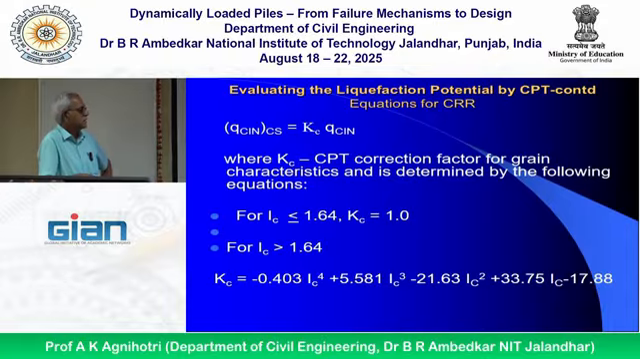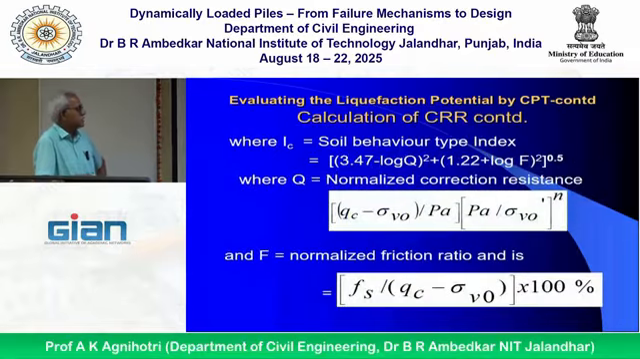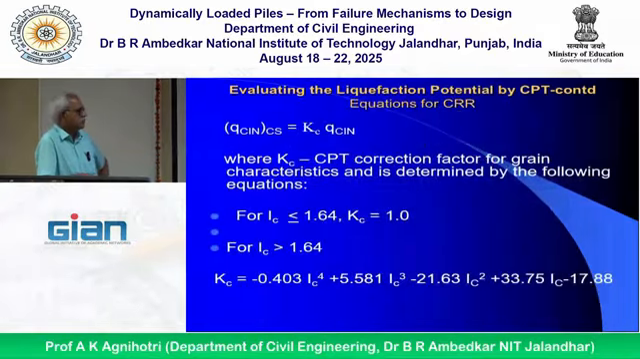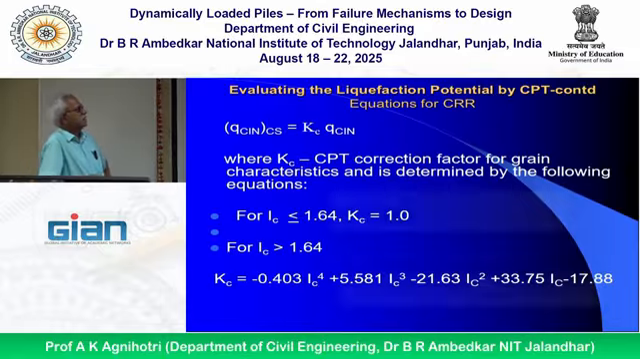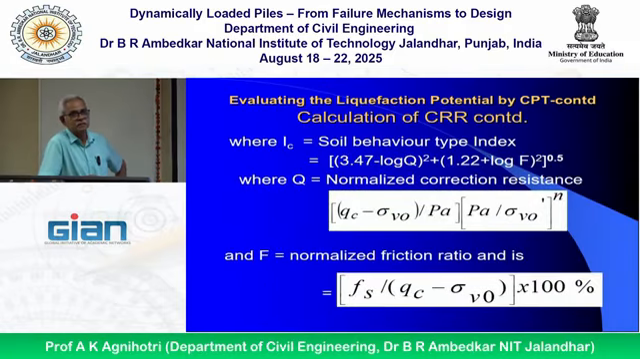Now, how to calculate Kc? For Kc, we need IC. In this equation, IC has been used. So, we will calculate IC. IC is the soil behavior type index. We will calculate this soil behavior type index using this equation: 3.47 minus log Q, plus 1.22 log F, whole square, and whole raised to power 0.5, where Q is the normalized corrected resistance. This will be calculated using this equation.